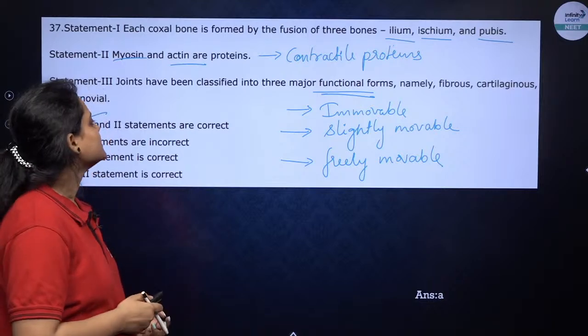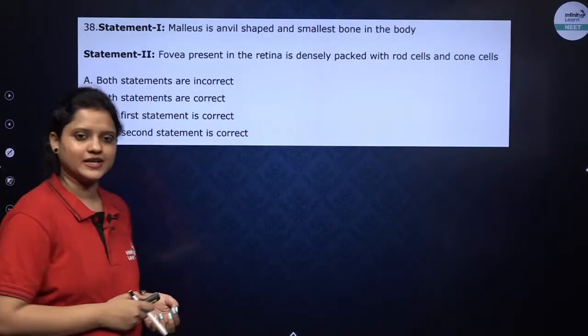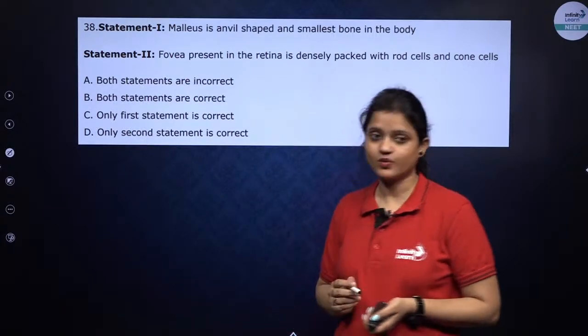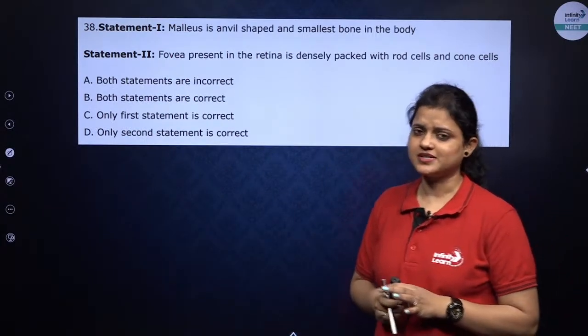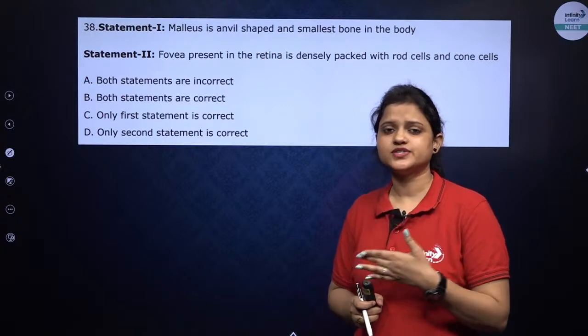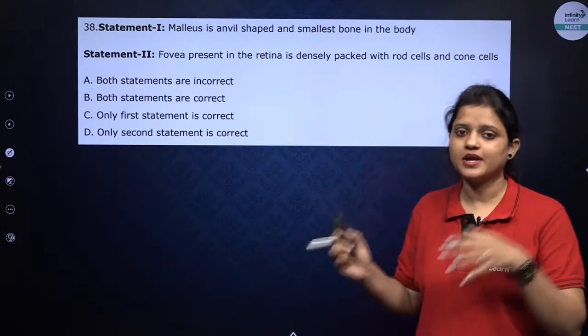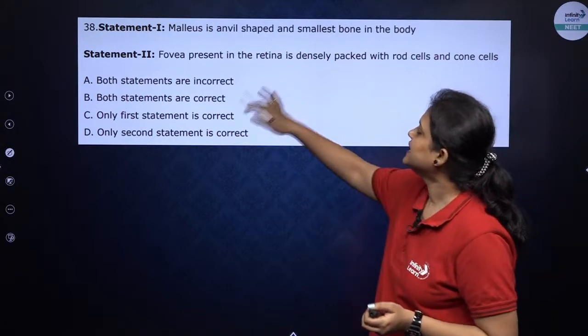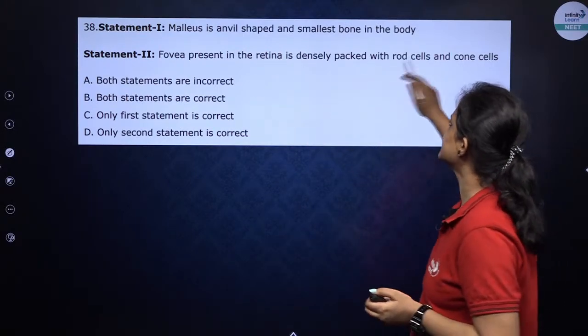Okay, so yes, correct option was A. Next question on your screen. This is going to be your 38th question. Again 2 statements. जहाँ भी ये statement wise questions हैं या match the following questions हैं वो अपने आप में 3 to 4 questions हैं आप सभी के लिए. Remember that. Malleus is anvil shaped and smallest bone in the body.